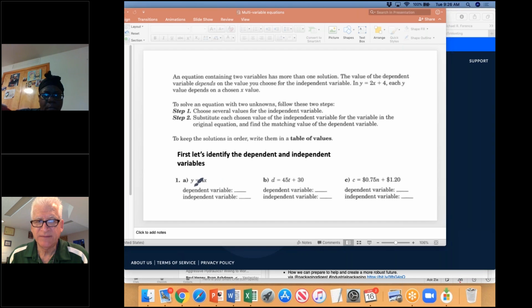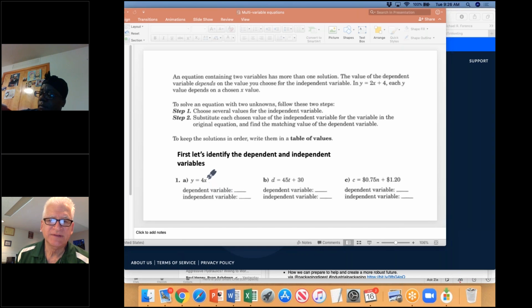So the dependent variable is always going to be by itself. If you put something in for the independent, you get out the dependent. Make sense? No. Okay. All right. That's fine. So you have an equation, equal sign.